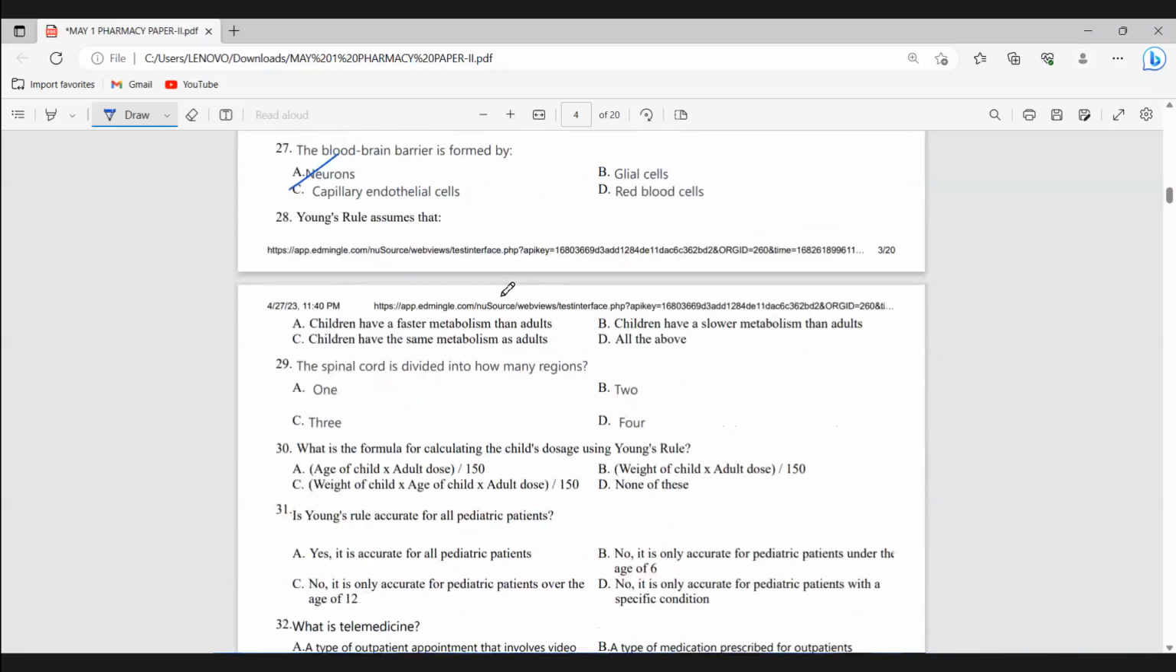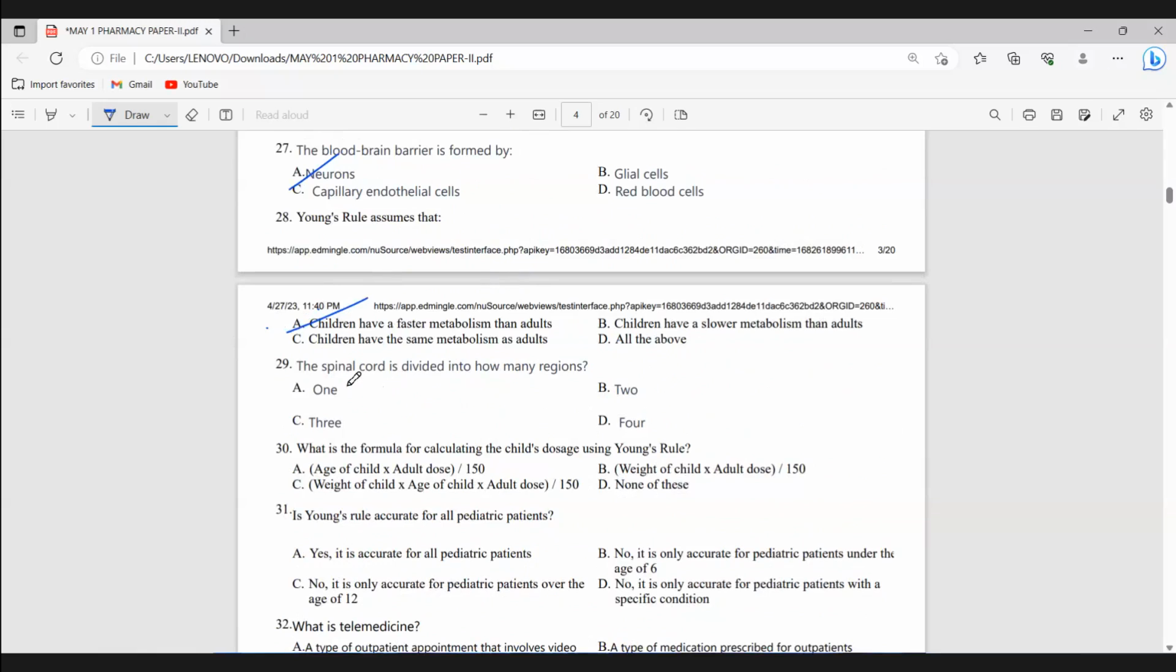Then 28, Young's rule assumes that children have faster metabolism than adults. Children have slower metabolism than adults. Children have the same metabolism as adults. Assume means assumption, so option A is correct.